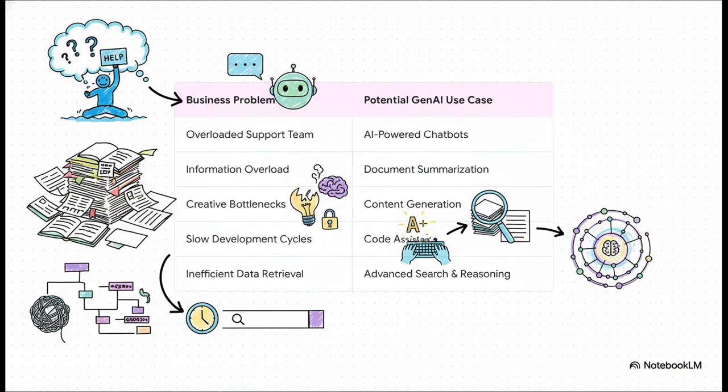I mean, look at it. Is your support team just swamped with tickets? Bam! The use case is an AI-powered chatbot. Are you buried under endless reports? Document summarization. Hitting a creative wall? Content generation. This mapping is absolutely the most critical first step to make sure you're building something that people will actually use and that delivers real value.